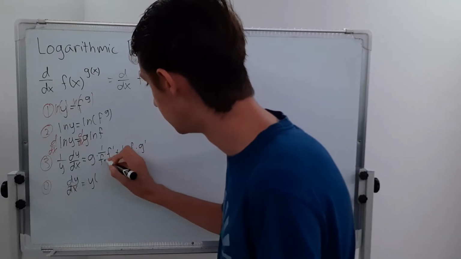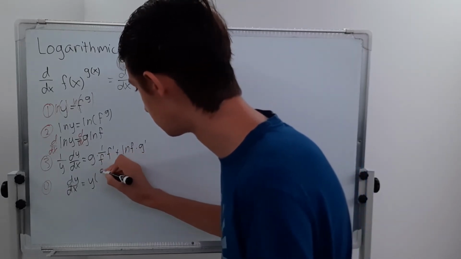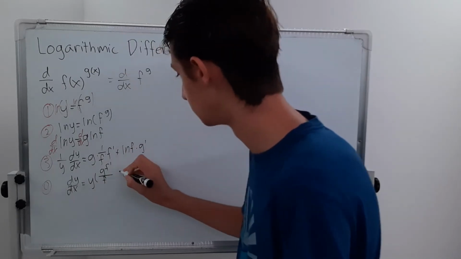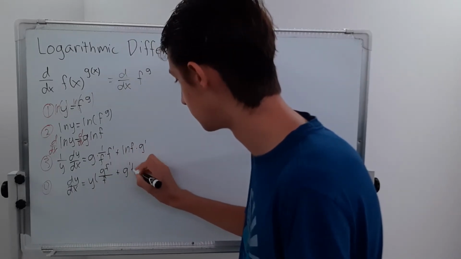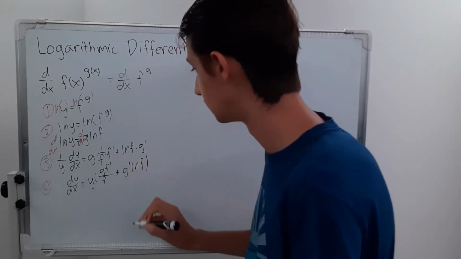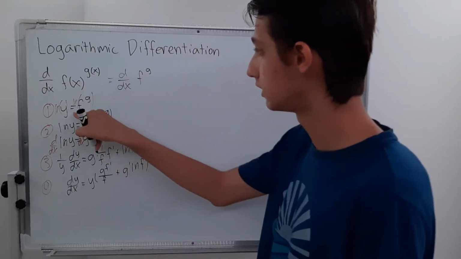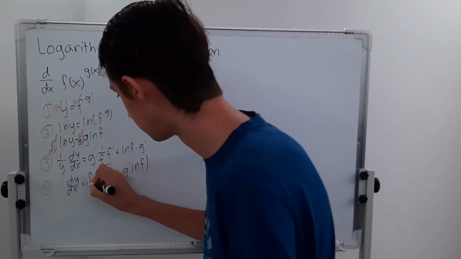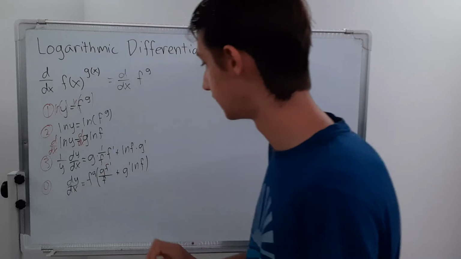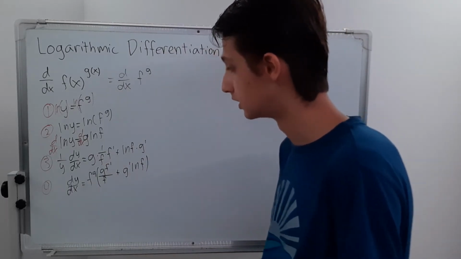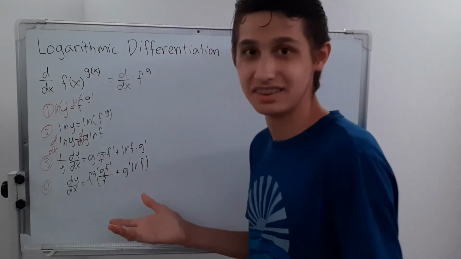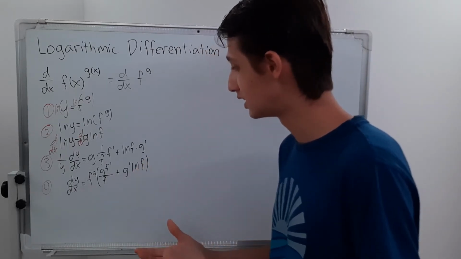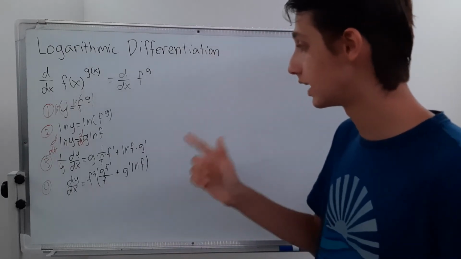So we take y, and I'm going to do some simplifications here. We see g f prime on the top, divided by f, then we add g prime ln f, okay? And y, we said, was f to the g, so we can actually just replace this with f to the g, and that's it. That is our derivative.